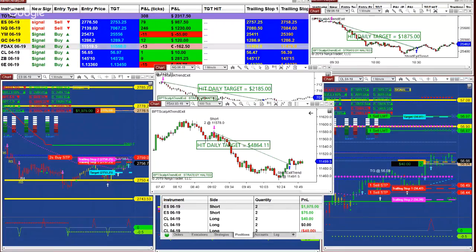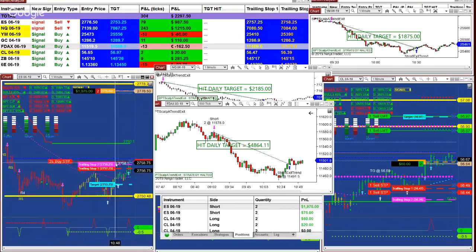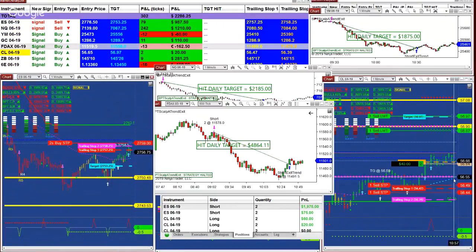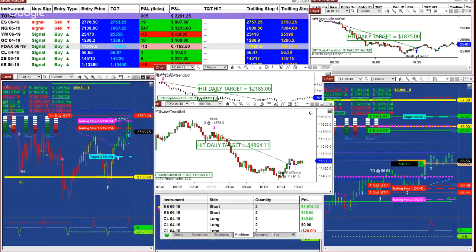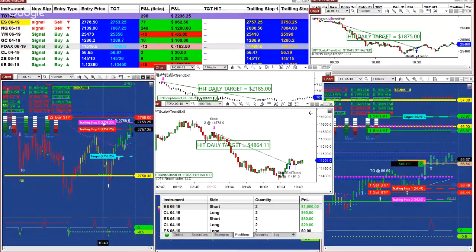Let's go back to the technical side. If you notice, the same story we saw on the CL when the CL was having a problem on the trailing stop a few minutes ago, it's the same story here. You see, guys, those are your trailing stop one and trailing stop two. Those are very well calculated.